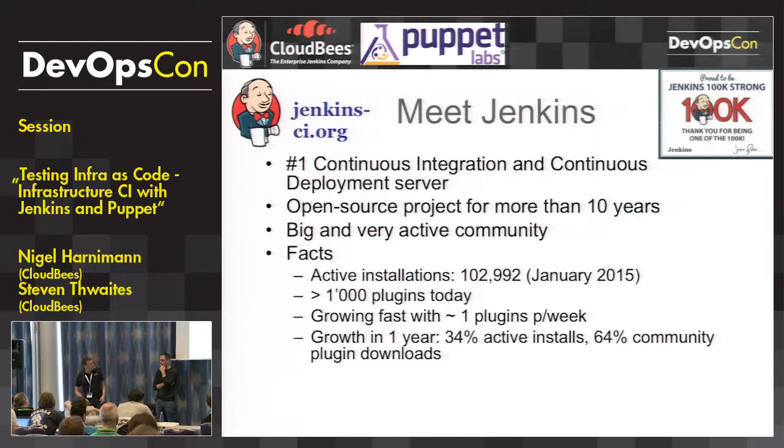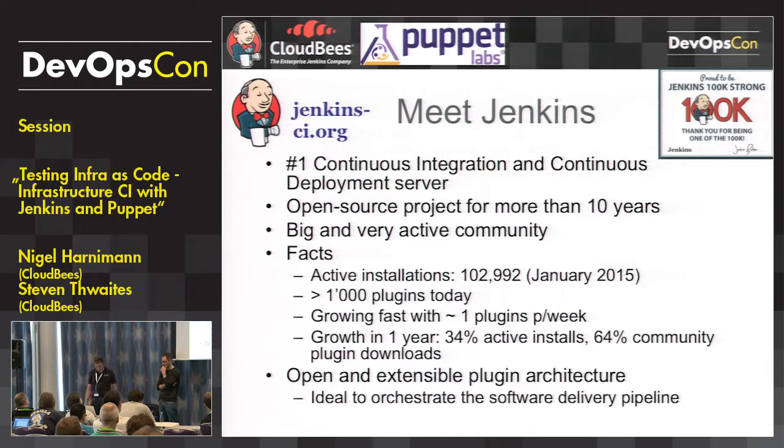Just some facts there. We recently passed over 100,000 active installations, and those are the ones that we can measure by people installing updates and plugins, and there's bound to be more behind firewalls. There are over 1,000 plugins, which means it works with most technologies out there today, and that's not just application development and code, it's also infrastructure and other things like databases and virtualization technology. It's growing fast. We see roughly 1 new plugin a week, building on that 1,000. And in the last year, we've had a 34% increase in the number of active installs and a 64% increase in plugin downloads, so it's still massively used.